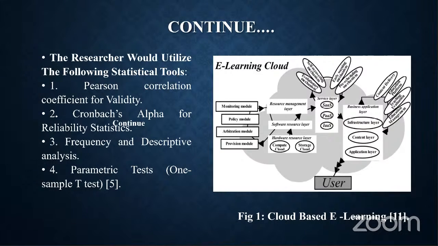Here is the e-learning model. In this model, we have different layers: resource management layer, software resource layer, hardware resource layer, service layer, and business application layer. From the monitoring model, it enters the resource management layer, and combining all these layers, it enters the software resource layer, and the hardware resource layer is combined into the software resource layer. From there, it enters the resource management layer, and then the service layer.